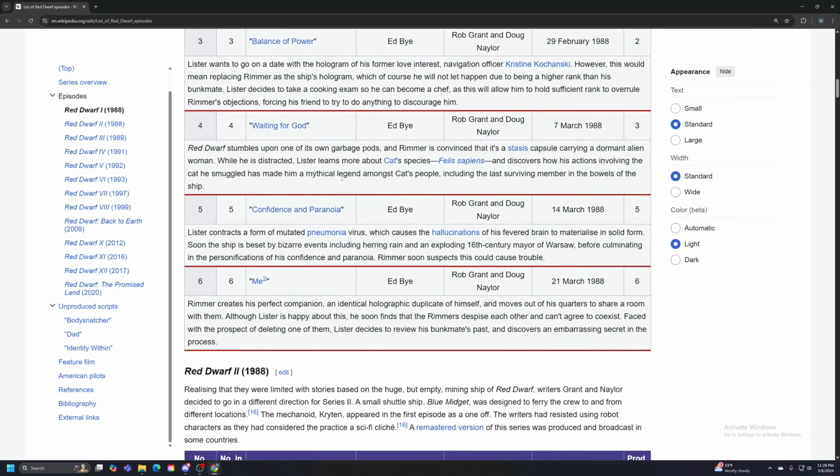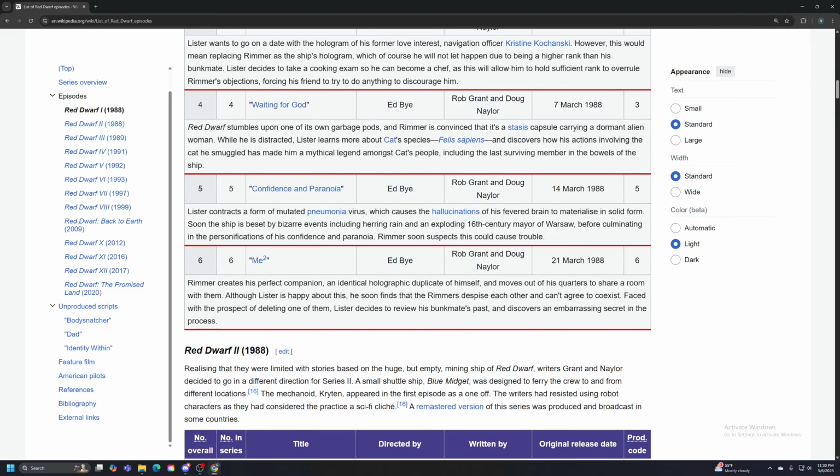Episode 4, Waiting for God, directed by Ed Bye, written by those two, aired first on March 7th, 1988. Red Dwarf stumbles upon one of its own garbage pods, and Rimmer is convinced that it's a stasis capsule carrying a dormant alien woman. While he's distracted, Lister learns more about the cat species, Felis sapiens, and discovers how his actions involving the cat he smuggled have made him a mythical legend amongst the cat people, including the last surviving member in the bowels of the ship.